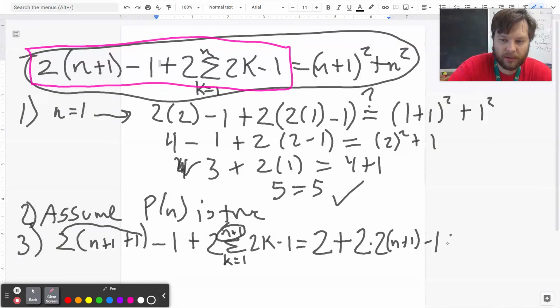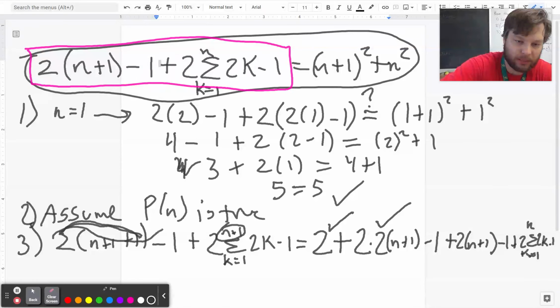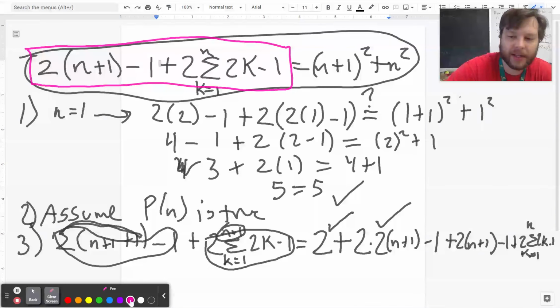And then what I have left over is exactly my induction hypothesis. 2 times n plus 1 minus 1 plus 2 times the sum from k equals 1 to n of 2k minus 1. So again, I distributed the 2 to one of the ones and moved that in the front here. I distributed the 2 to the n plus 1th term and wrote it here. Then I gathered the rest of this term, and I gathered the rest of that term. And the reason I did that is I can use my assumption on this part.